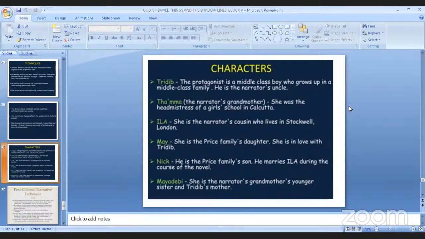Nick is the Price family's son. He marries Ila during the course of the novel. Maya Devi is the narrator's grandmother's younger sister and Tridib's mother.